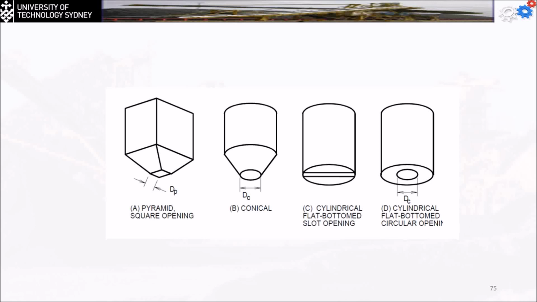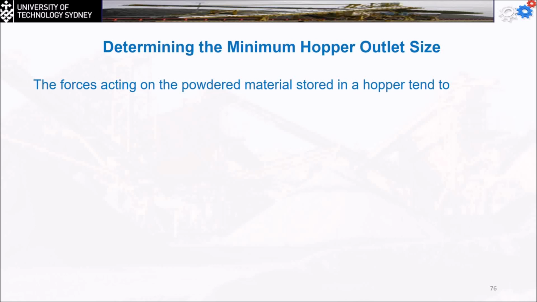Now in this section, we're going to learn about determining the minimum hopper outlet size. You can see that this will be highly influenced once again by the density and the characteristics of the material we're going to store in it. The force acting on the powder material stored in the hopper tends first to compact the powder, as we understood earlier, and this will reduce the bulk density, and the shear stresses in the material tend to make it flow.